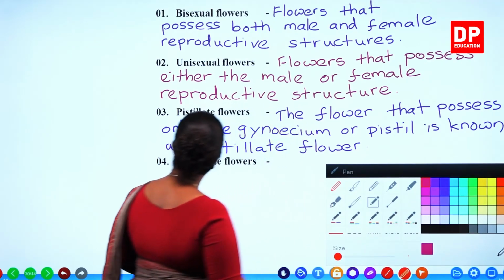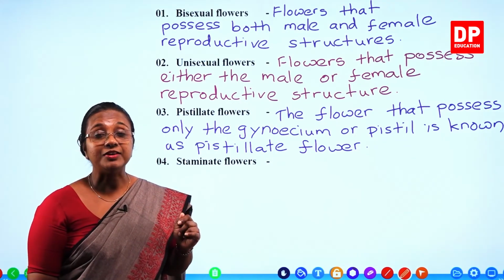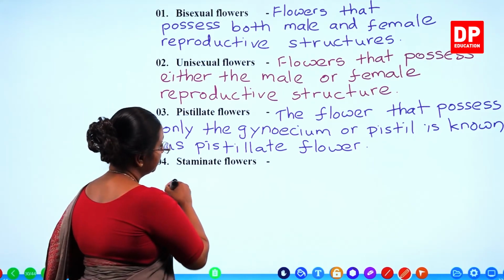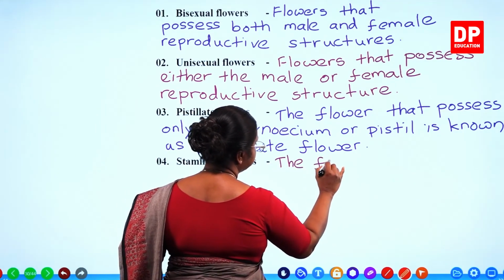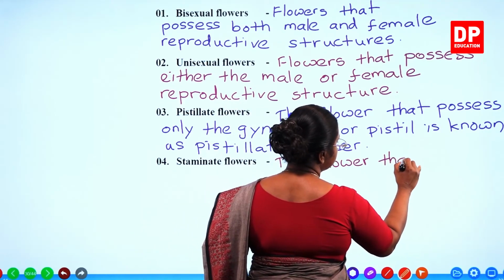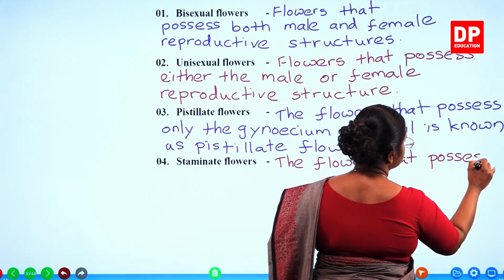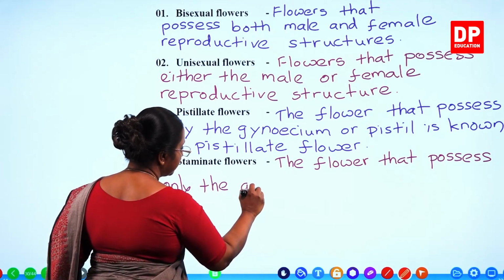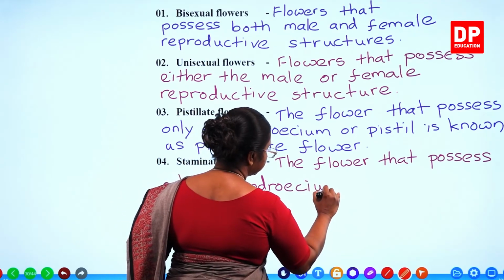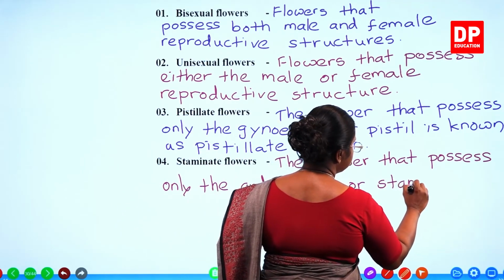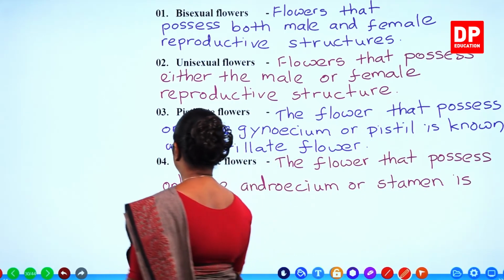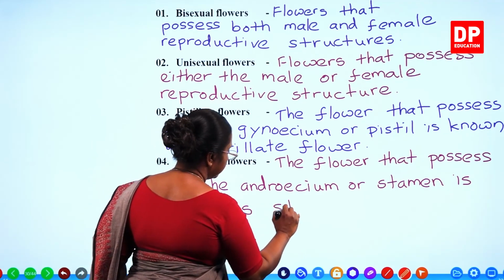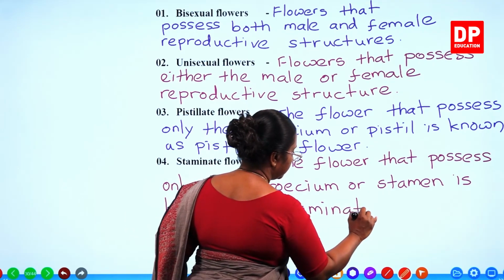So then, what is a staminate flower? The flower that possesses only the male reproductive structure, that is the stamen or the androecium. So here we can say the flower that possesses only the androecium or stamen is known as staminate flower.